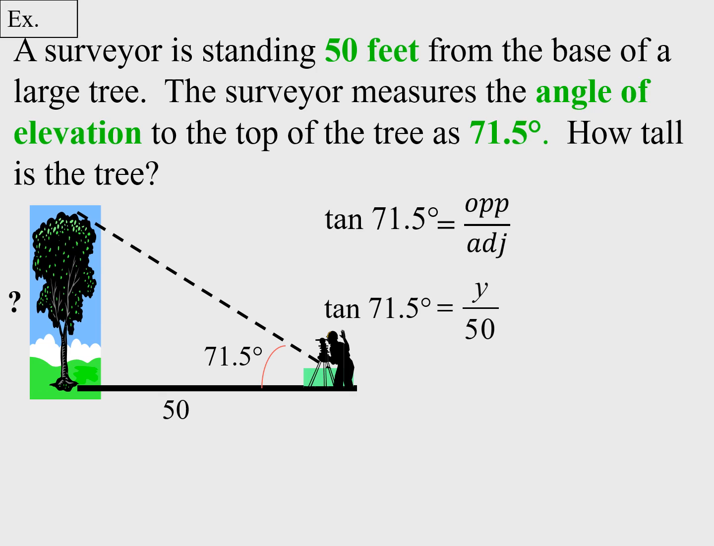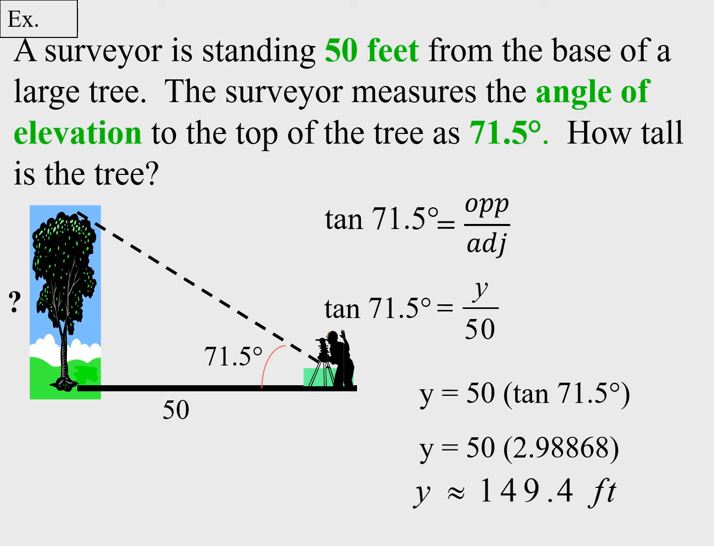So from here, cross multiply. So y equals 50 tangent 71.5 degrees. And then using the calculator, y is approximately equal to 149.4 feet.